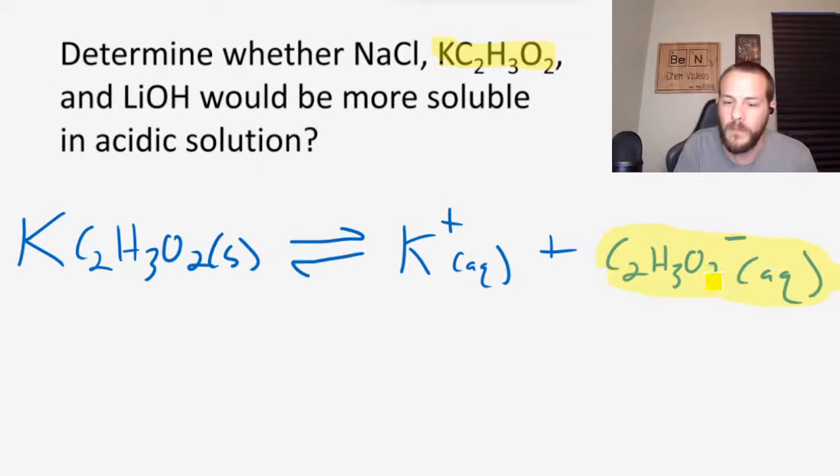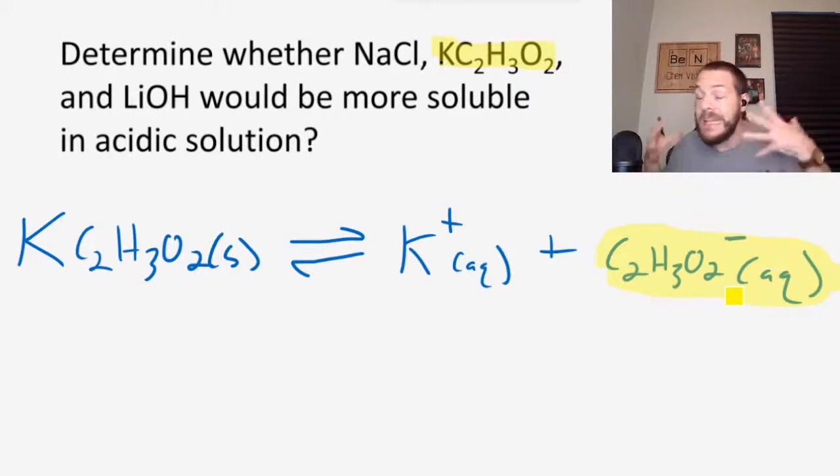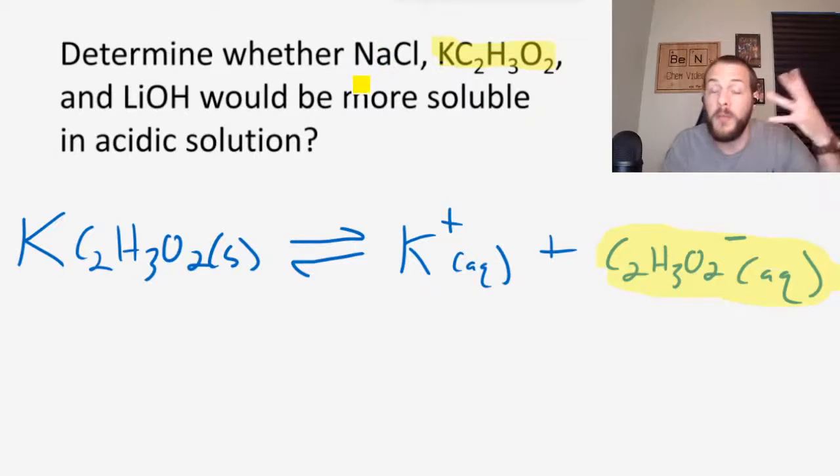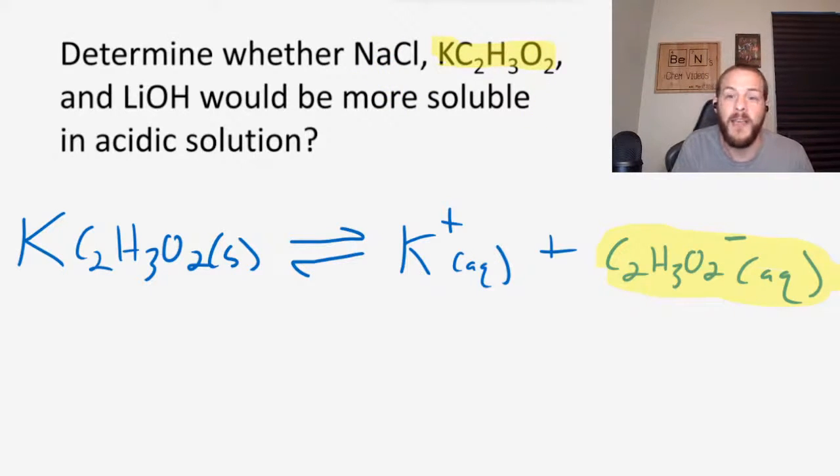So again, since the acetate ion is the conjugate base of a weak acid, acetic acid, the acetate ion behaves as a weak base. And since this behaves as a base, it is going to depend on pH. The solubility of potassium acetate is going to depend on pH, and it will be more soluble in acidic solution. So for the sodium chloride, it was no, and for potassium acetate, it's yes.